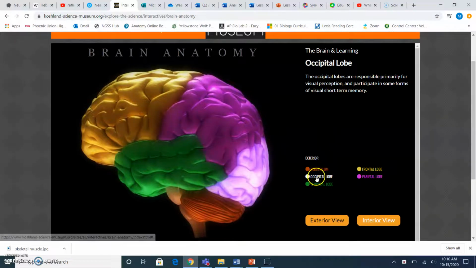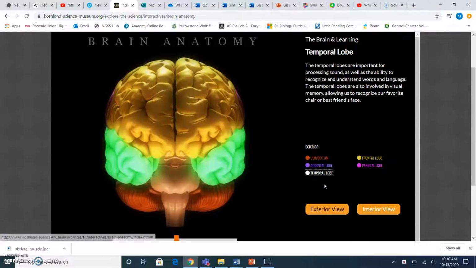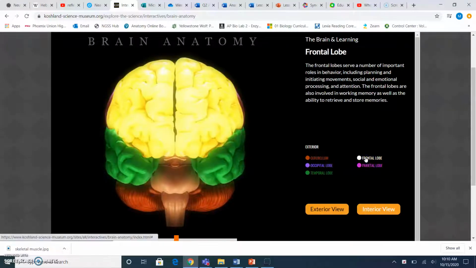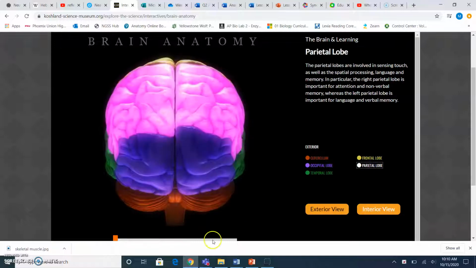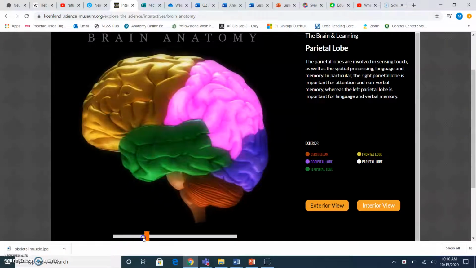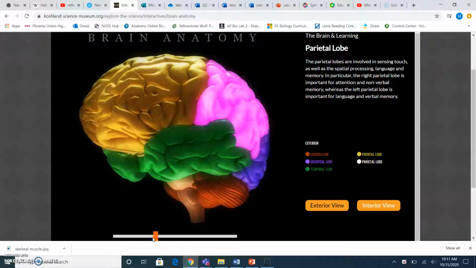Also notice that when you click on these lobes, information about it, functions, do appear. You'll be needing to reference that information as well. So you got the temporal lobe, frontal lobe, parietal lobe, and once again, the rotational aspect will help you with that.